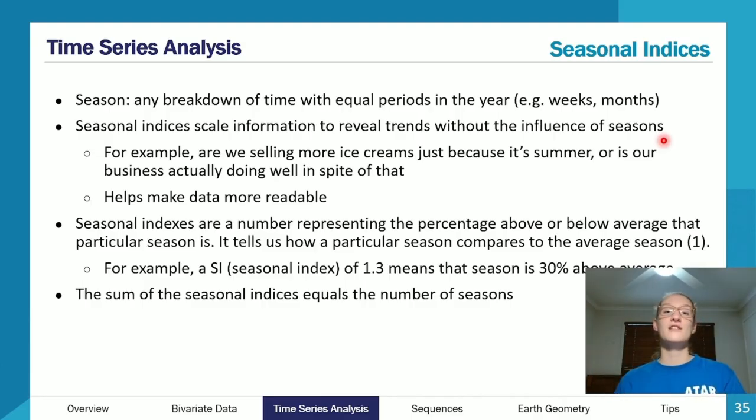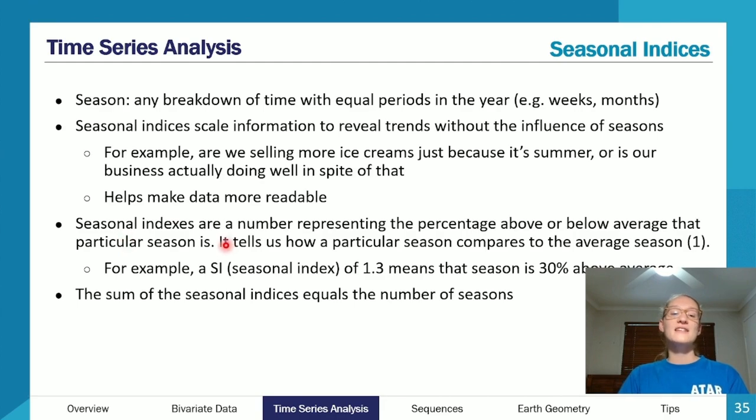So if I wanted to know, is my business doing well because it's summer, or is my business doing well if we removed the impact of temperature from our data? That is where deseasonalizing would come in. Again, it's just removing the impact of seasonality. So we can see, is our business doing well because it's summer, or is our business doing well in spite of the fact that it's summer? So again, removing that impact of seasonality, and it makes our data more readable.